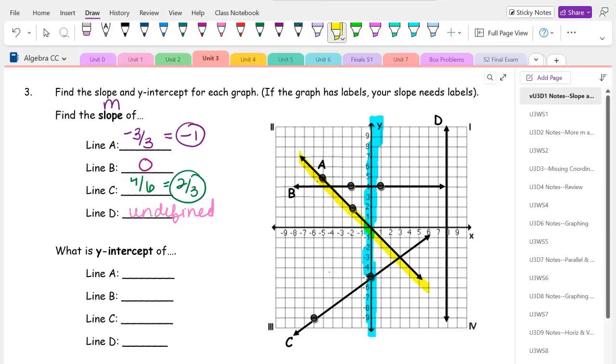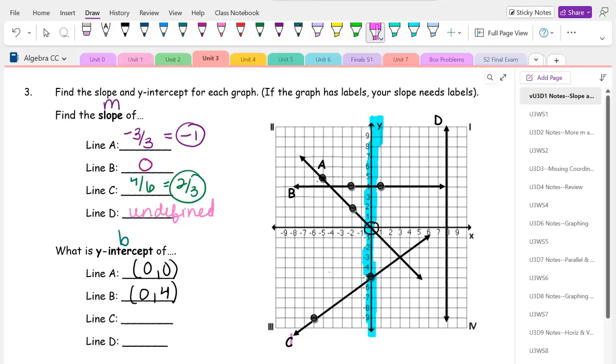So my y-axis is this blue line. I hit right here at the origin. That means that my y-intercept is 0, 0. And just a reminder, we use the letter B for y-intercept. All right, next we have line B. So line B goes across. It hits the y-axis right here at 4. Make sure you have 0, comma.